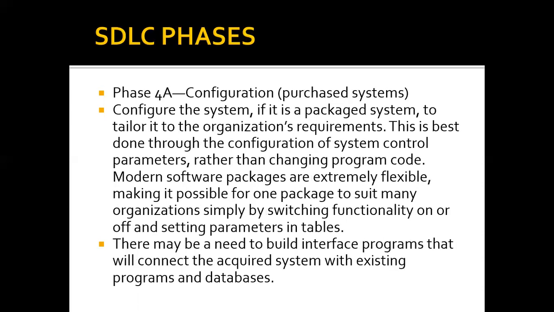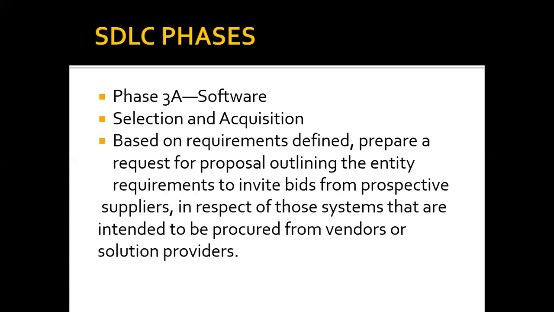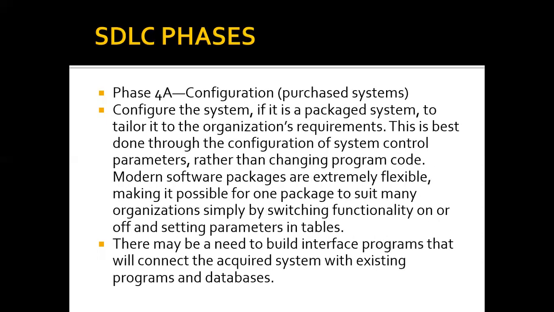Okay, so we move from phase 3 to phase 4. For phase 4A, if we are buying, we move from 3A, software selection and acquisition, to configuration. So we've finally chosen the software, we bought the software. Let's assume we selected Sage, we bought Sage. Now we have to configure Sage. Sage is bought by a company in Nigeria, which means you have to customize the currency to Naira, but they also do transactions in dollars and pound sterling, so you have to customize Sage to be able to process that. Okay, you have the subsidiary accounts, you have to customize Sage to be able to process that.